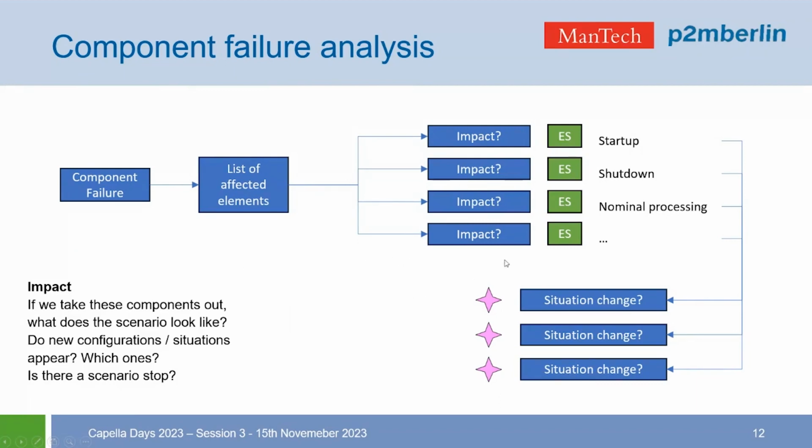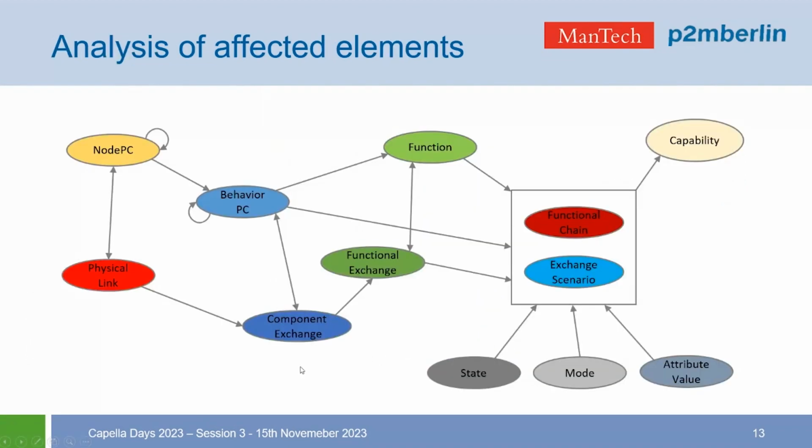The next step would be to assess the impact of these failures onto each exchange scenario that contains the components we were talking about. The result of this analysis will be expressed as a situation change, meaning that we will have an exchange scenario we run through, and at the point where the failure occurs, we will assess what happens in terms of a new situation.